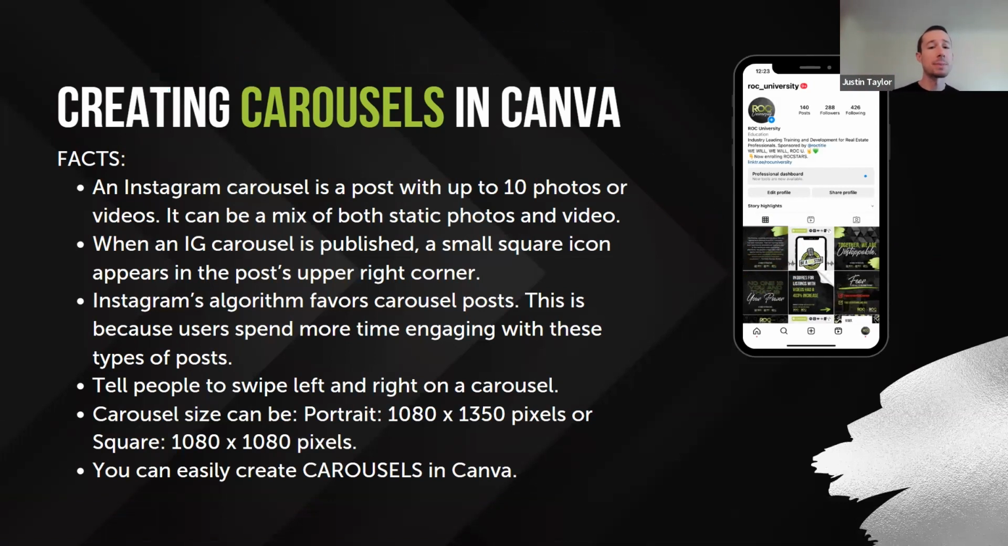Instagram carousel post with up to 10 photos or videos. It doesn't just have to be a static photo. It can be videos in there as well. It can be a mix of both static photos and video. When an Instagram carousel is published, a small square icon appears in the post's upper right corner. Instagram's algorithm favors carousel posts. This is because users spend more time engaging with these types of posts.